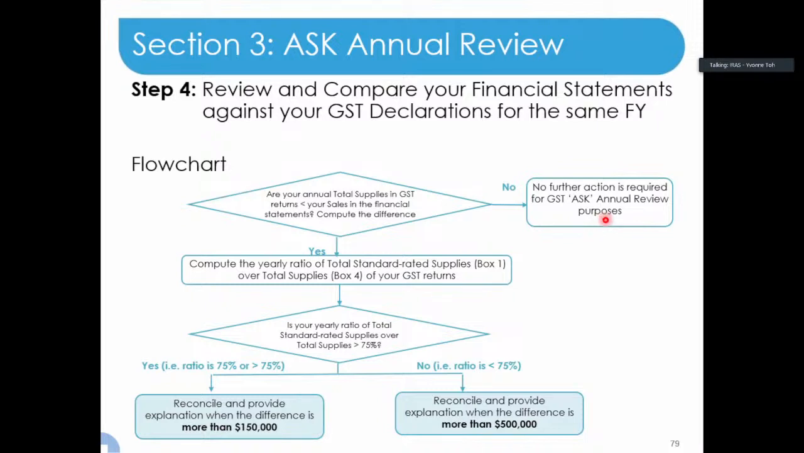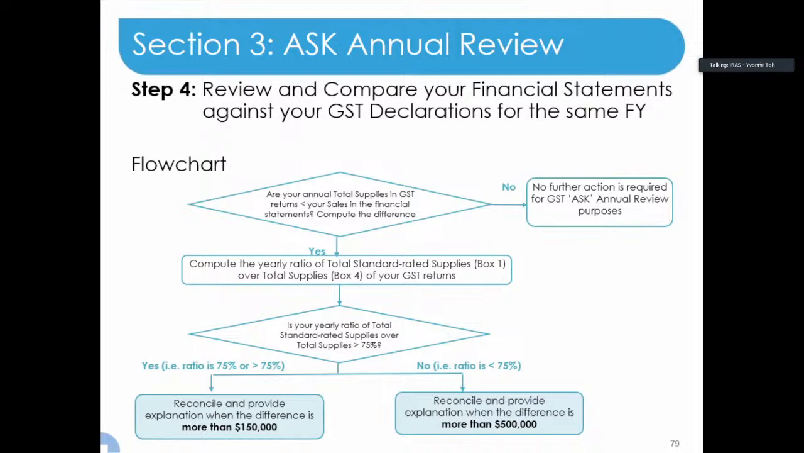If the total supplies are less than your sales, you should compute the ratio of standard rated supplies over your total supplies and obtain a ratio. We use a threshold of 75% to determine if your business is predominantly making local supplies in Singapore. Therefore, if your computed ratio is equal to or more than 75%, you will need to reconcile and provide an explanation for the discrepancy if the total supplies in the GST return differs from your sales in the financial statements by more than 150,000.